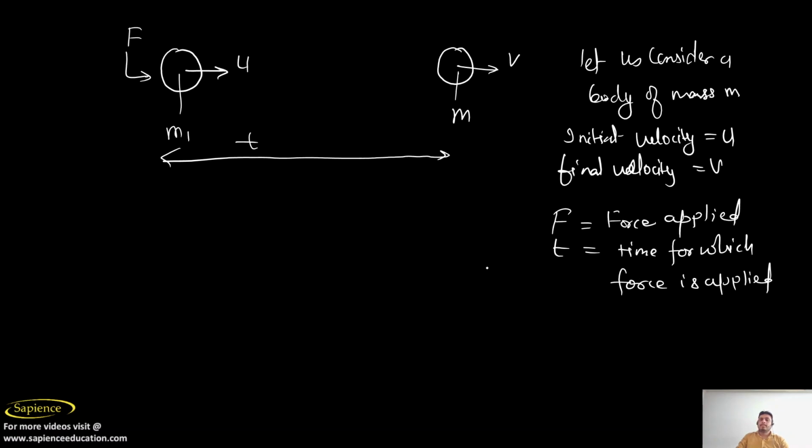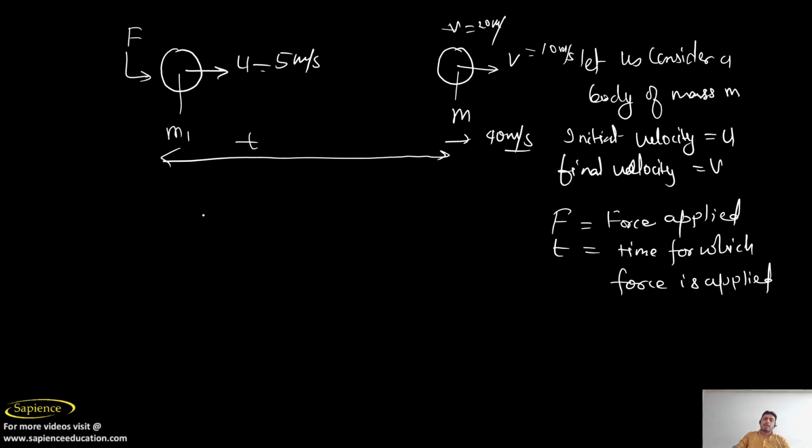Now tell me, if I apply more force, then the velocity will change more. For example, now the velocity is 5 meter per second and the final velocity is 10 meter per second. If I increase the force by 2 times, 3 times, 4 times, then for the same time the velocity may be 20 meter per second or 40 meter per second. It means that the more force you apply, the greater the rate of change of speed.